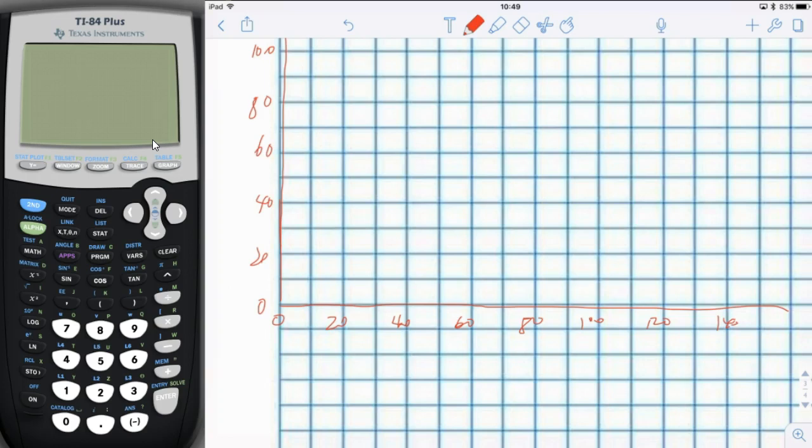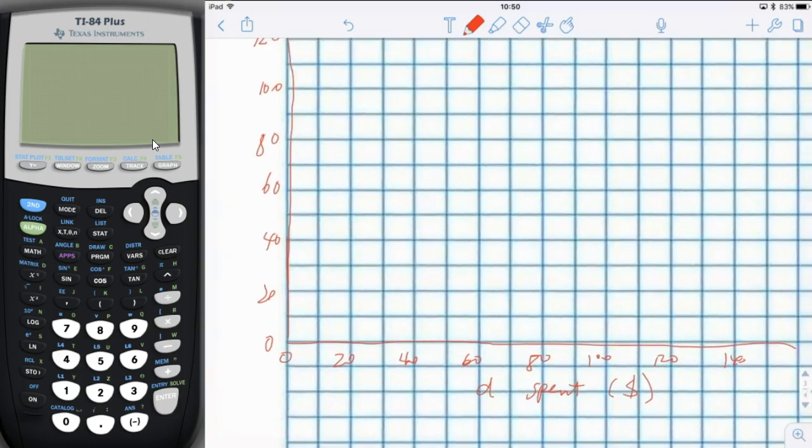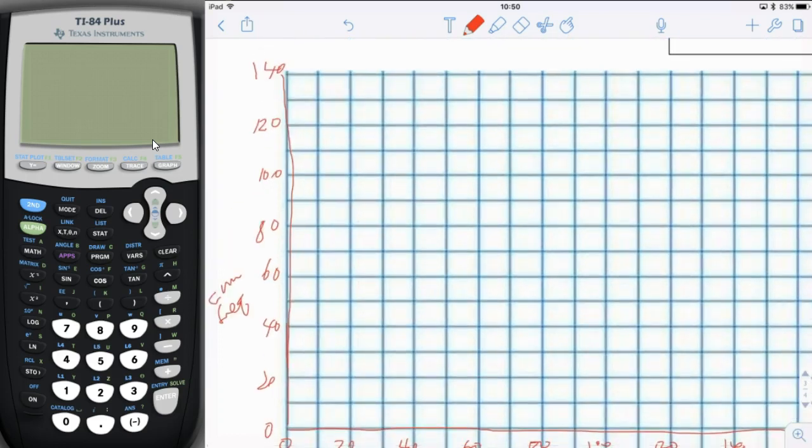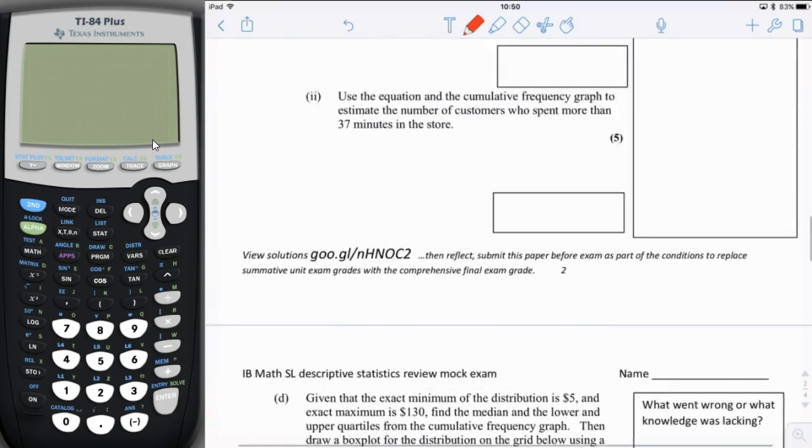So the x-axis is the D value, which is amount spent in dollars. And then on the y-axis, you could put cumulative frequency. Okay, and the y-axis is always cumulative frequency, right? And then we're going to go through and plot each one of these cumulative frequency values here.